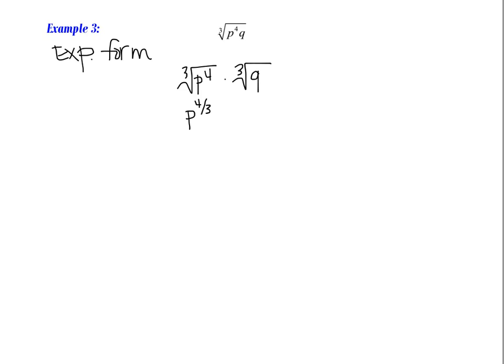And then the numerator would just be the power of whatever is inside. So this is p to the 4, so the numerator is 4. Here we have q to the 1, so that'll just be q to the 1. And then the denominator is also root 3, so 1/3. And there it is. The same expression that was written in radical form is now written in exponential form.